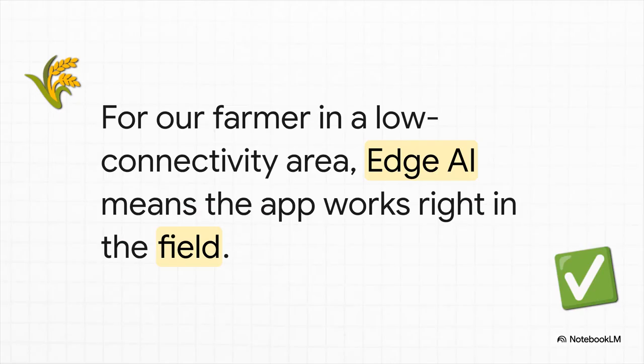So let's go back to our farmer. They're out in the middle of a field, right? Maybe there's spotty cell service or none at all. A cloud-based app would be totally useless. But by choosing Edge AI, we put that brain, that model, right onto their phone. The app works instantly, anywhere, anytime. The problem itself points you to the best solution.